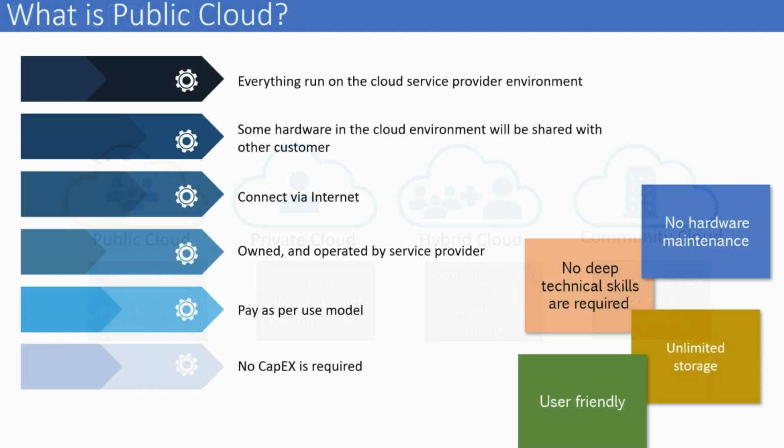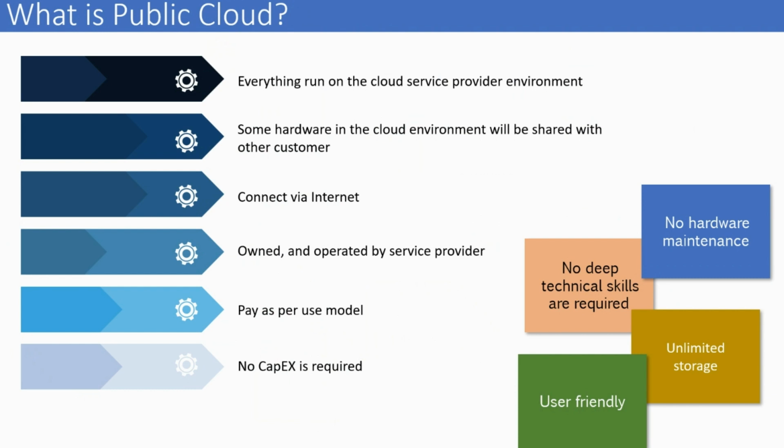Now, let's see what is public cloud. Everything runs on the cloud service provider's environment. That is the main feature of public cloud. Here in the public cloud, there is no local hardware in the customer workplace. Third thing, some hardware in the cloud environment will be shared with other customers, which means the public cloud is a shared entity whereby multiple corporations or customers each use a portion of the resources in the cloud.